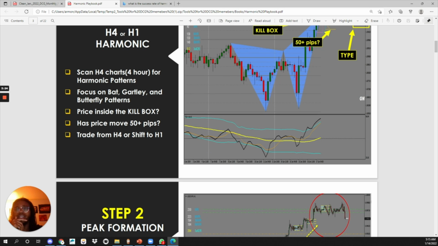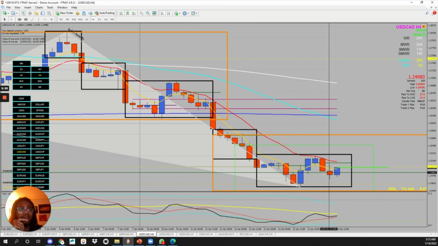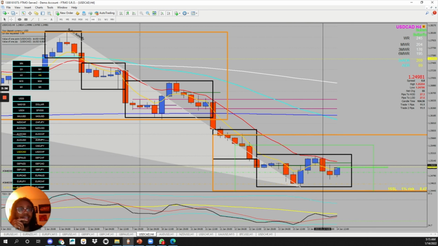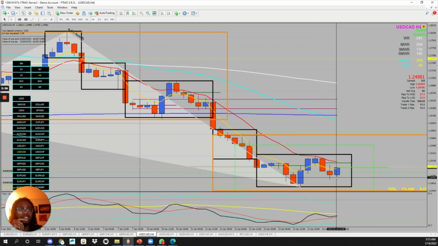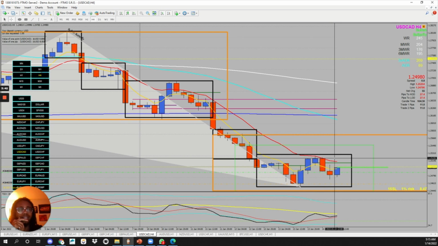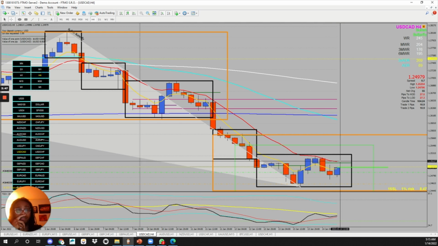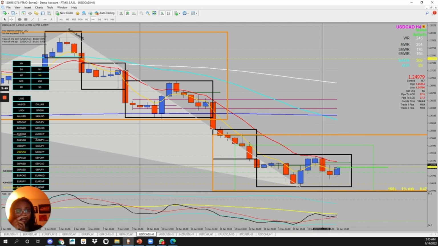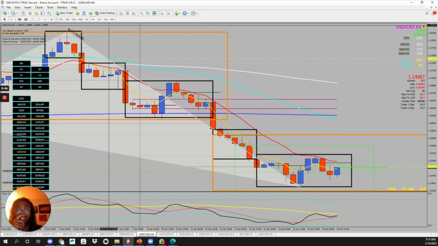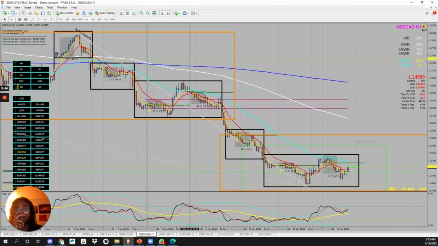You could trade from the 4-hour or shift to the 1-hour. So let's look at the 4-hour. Do we have any patterns? At the moment, we really don't have any patterns. We may get some kind of candlestick pattern. These last 3 candles right here, we may get an engulfing candle or some kind of evening star, a shooting star pattern, or morning star. But all in all, let's just drop down to the 1-hour, because I think the 1-hour kind of brings it together. So let's go.